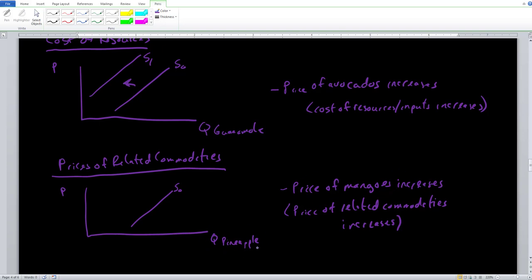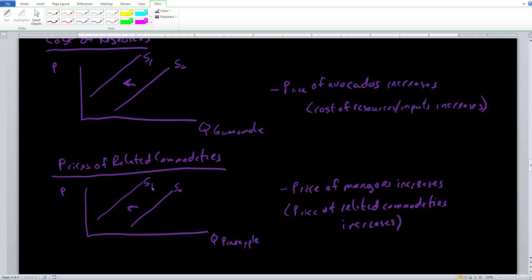So what does this mean for the pineapple market? It tells us that you are not actually going to be farming pineapples. You're not going to be growing pineapples. You're going to devote all of your resources to growing mangoes instead. So in the pineapple market, the supply is going to go down in this instance. So here, decrease in supply, in the pineapple market, you shift the supply curve over to the left.